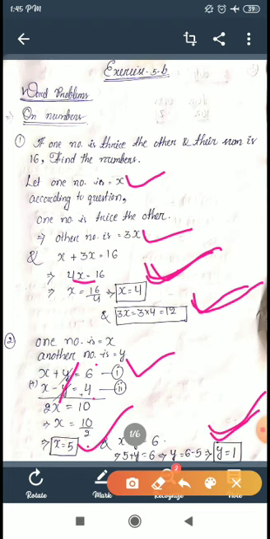Just see question number 3. By interchanging the digits, what number will you get? What will be the required number?